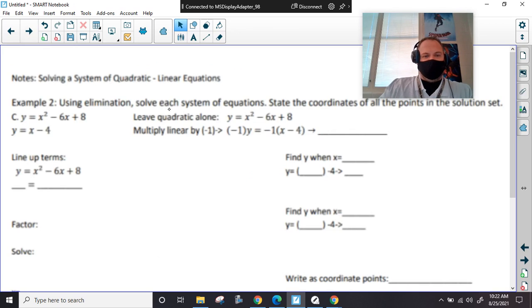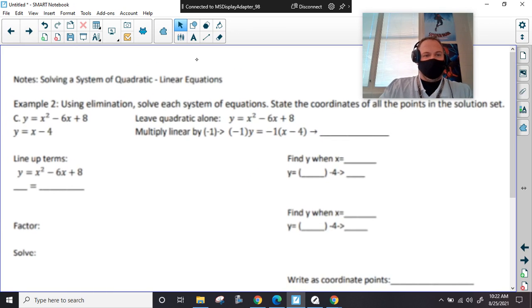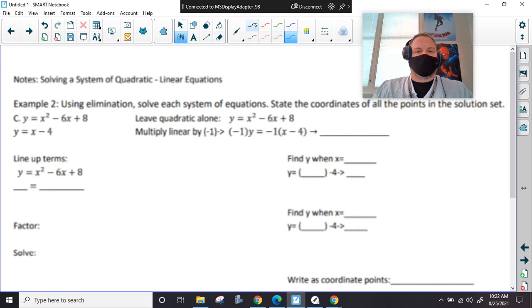Wow, this did not copy very good, but it's good enough for us. Now, for y'all, this is on the back of your handout. Okay, so when using elimination, blah, blah, blah.